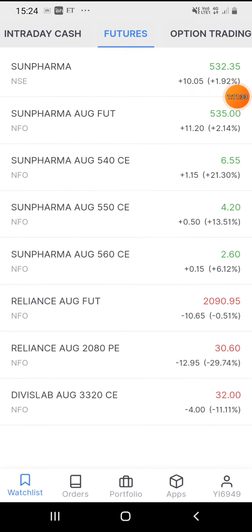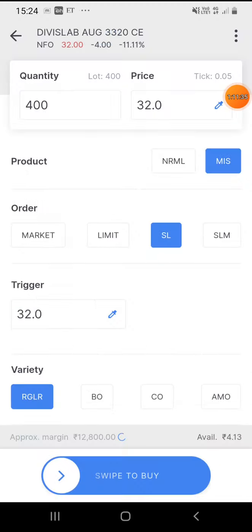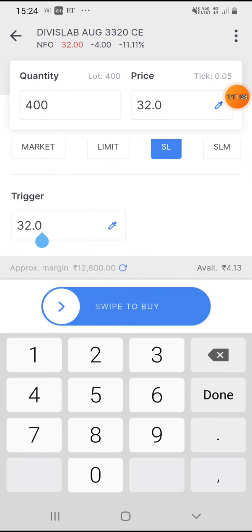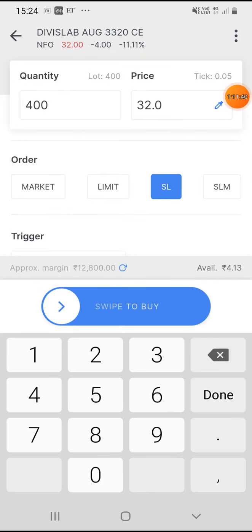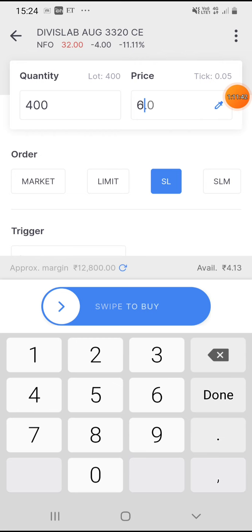So how many shares are there? Divis Lab buy at 61, or a small difference, 61.5. What is the quantity? 400 shares are in one lot. So 400 into 61, 24,400. 24,400 is the investment for this trade.